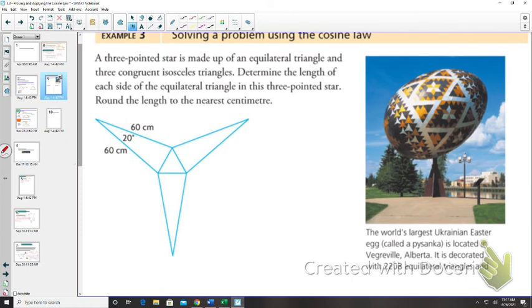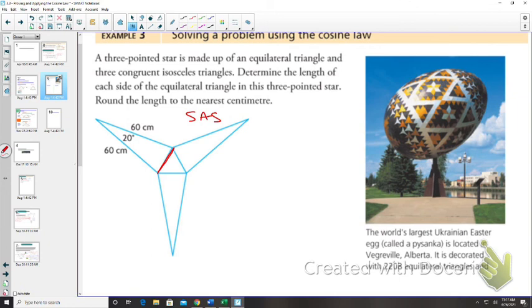Okay, put up number 19. Determine the length of each side of the equilateral triangle. So we're just looking to find this side length right here, right? So what do we have? What do we not have? What are we going to use here? Oh, we're going to use side angle side. So c squared equals a squared plus b squared minus 2ab cosine C.